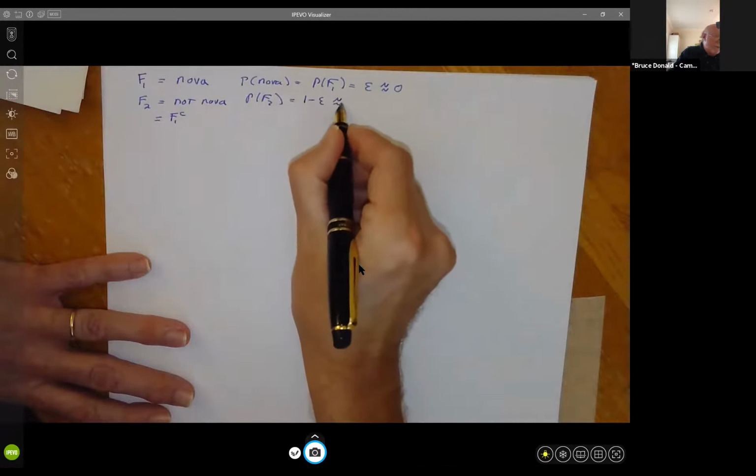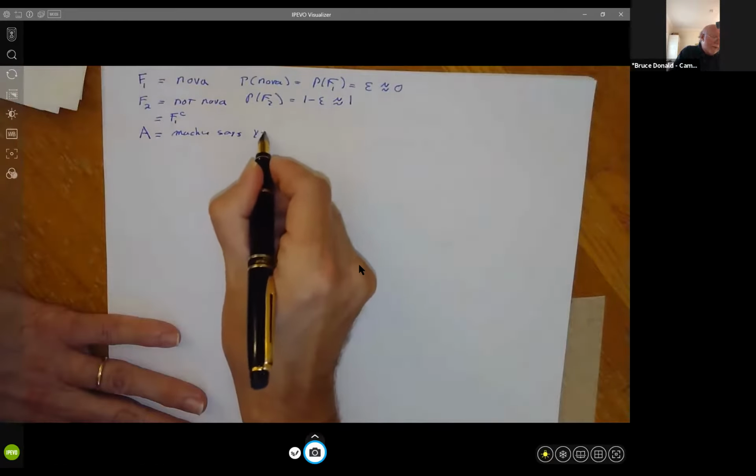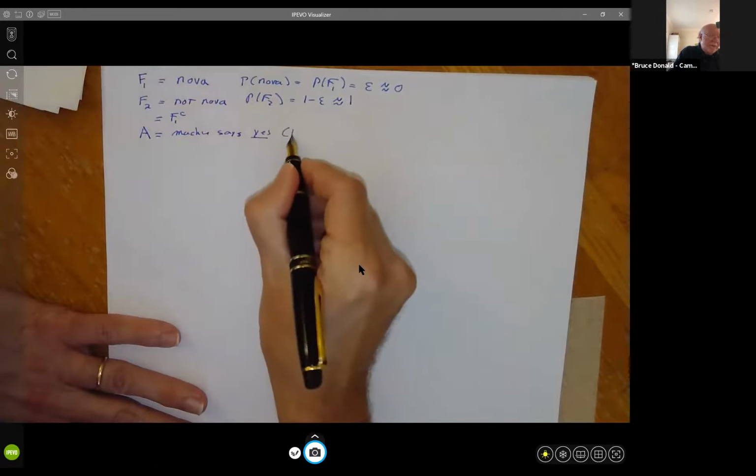Okay. And then the third event we have to think about is our arbitrary event A in this case, which is that the machine says yes in the cartoon. Obviously, in our code, the machine says true instead. So these are the events that we're interested in.